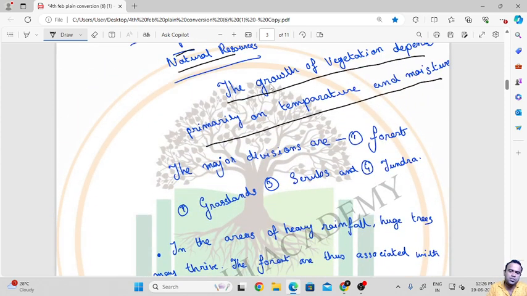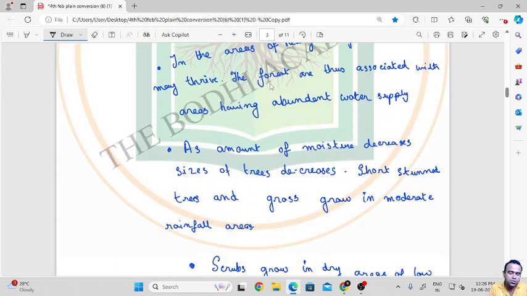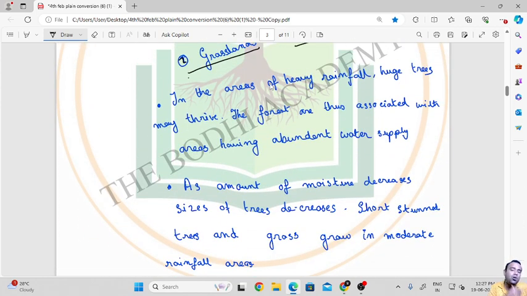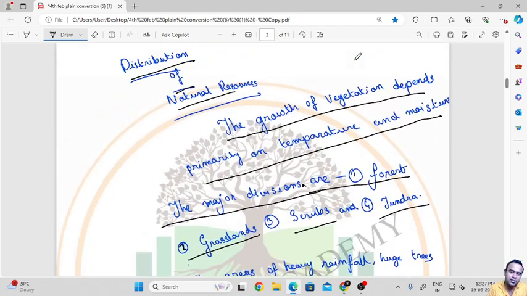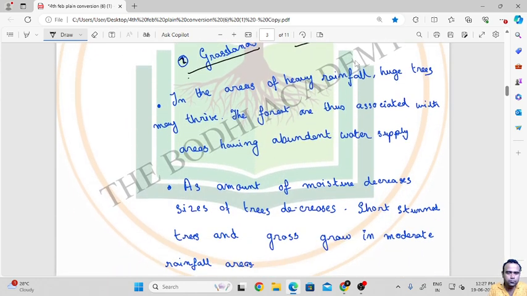Let me give you an example. The major divisions are forest, grasslands, scrubs and tundra region. So these are the following factors. How exactly? For example, we read in the first line that the growth of vegetation depends primarily on temperature and moisture, right? So let's discuss this point. How does it affect? We will check.